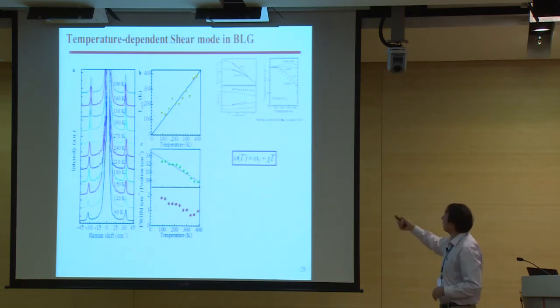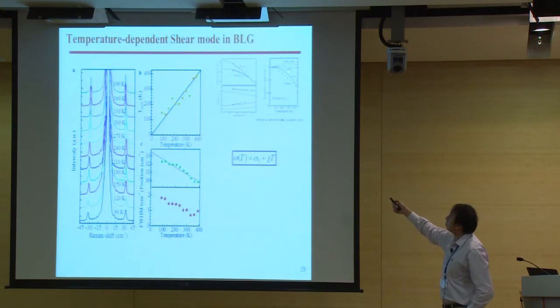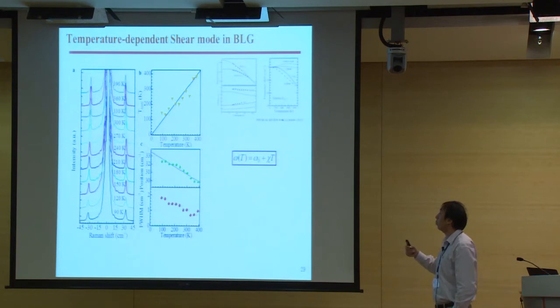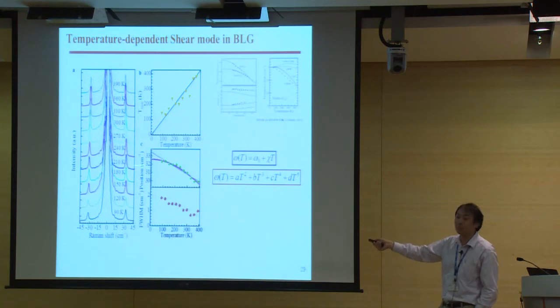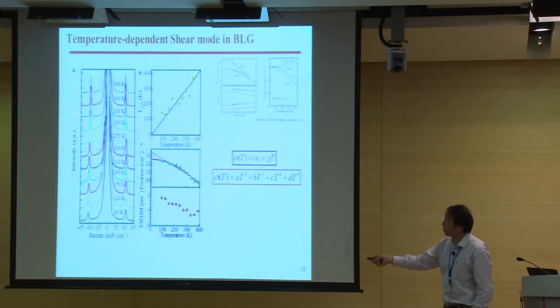the shear mode, in addition to the thermal expansion contribution, there's also some harmonic contribution to both position and line width. This is called a multiple phonon interaction. And the overall behavior can be defined by this polynomial equation. So if we use this to fit our data, you can see the remarkable improvement of the fitting. So that tells us for this shear mode, the multiple phonon harmonic interaction is dominant.